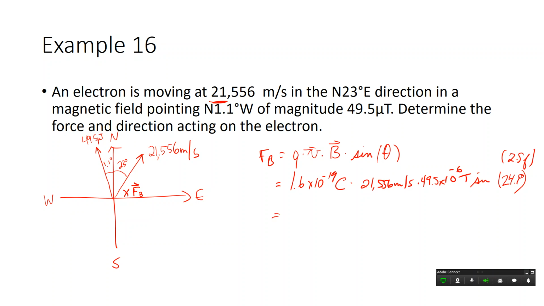How many sig figs does 1.6 times 10 to the negative 19 have? Yeah, okay, it's a constant. The other two are not constant, so the first one's got 5, the second one's got 3, and your angle's got 2. So your answer is going to have how many? 2, yeah. Give me an answer now.